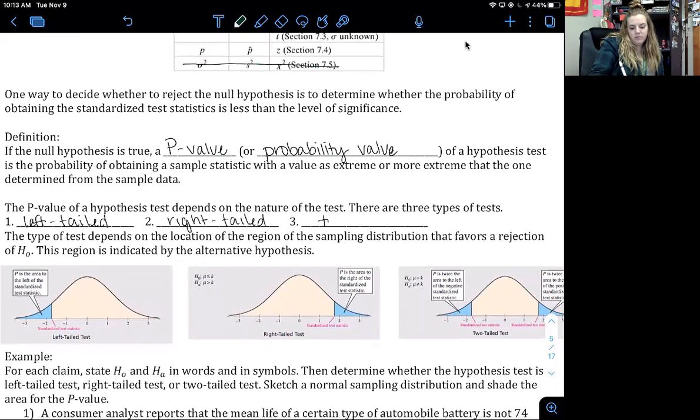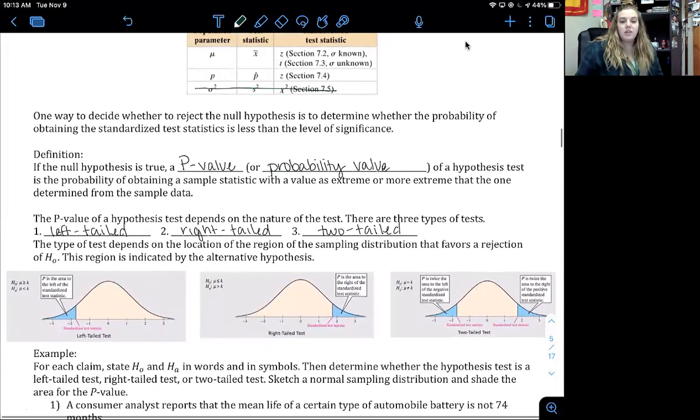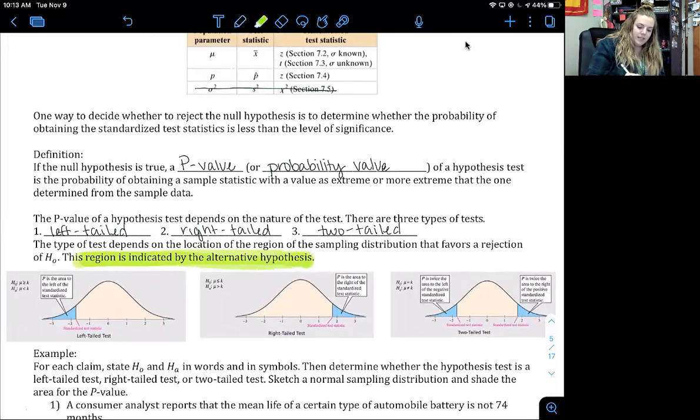And we have two-tailed. Okay, the type of the test depends on the location of the region of the sampling distribution that favors a rejection of the null hypothesis. This is always going to be determined by the alternative hypothesis. What's nice about this is our alternative hypothesis is that strict inequality. So it's a less than, greater than, or not equal to.